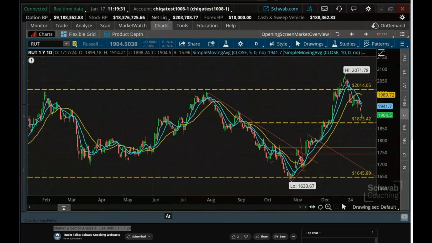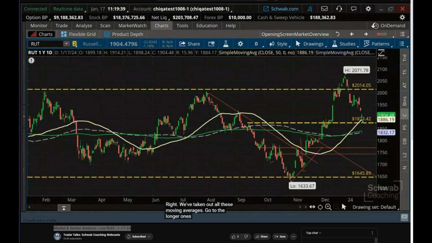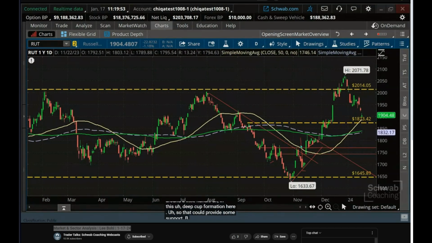And this is certainly weaker than some of the other ones, right? We've taken out all these moving averages. Let's go to the longer term ones. We're right around the rising 50-day moving average, and we were right around the little handle in this deep cup formation here. So that could provide some support. But as I said, the difference is a little bit different on the seasonal.